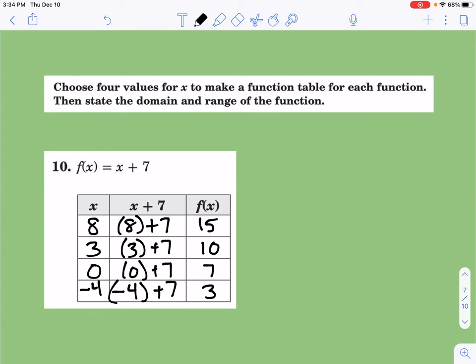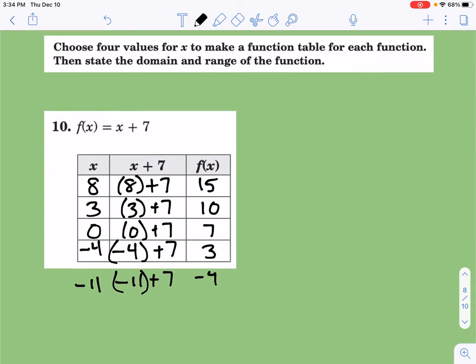And you can see that if I were to put another value in that was smaller than -7, pardon me, like maybe -11, then you would get to a point where you start getting some negative values. Okay? So that's what's going on with this function table. These are pretty straightforward, not complicated. You just pick some numbers and put them in.